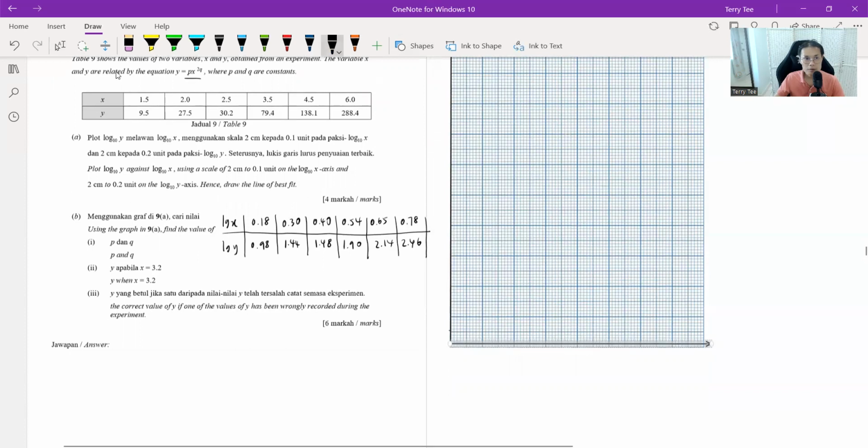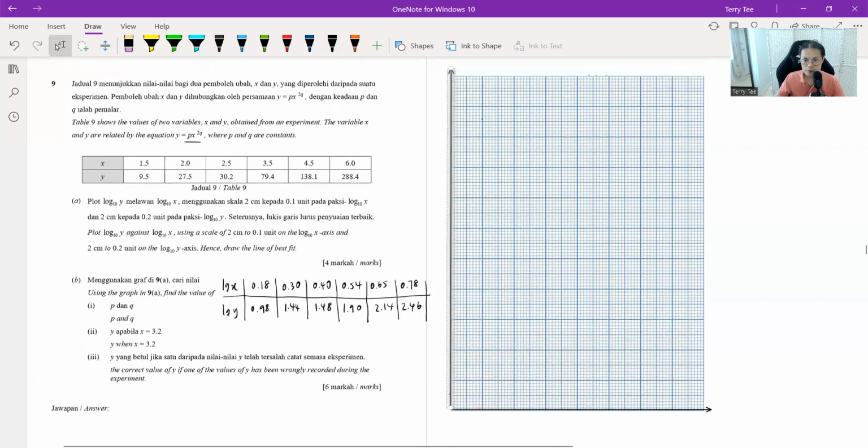Okay, move this down a little bit. All right. So this is 0, 0.1, 0.2, 0.3, 0.4, 0.5, 0.6, 0.7, 0.8. I think that's enough. We don't need more than that because the largest x value is 0.78. So this is LGX.